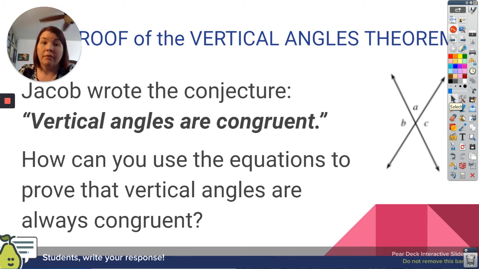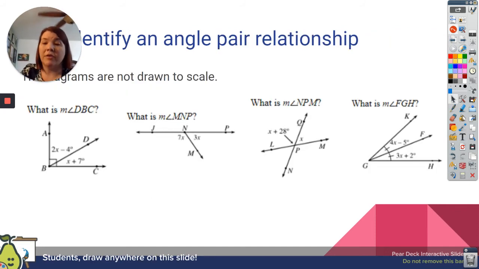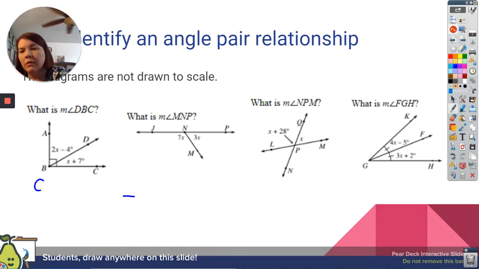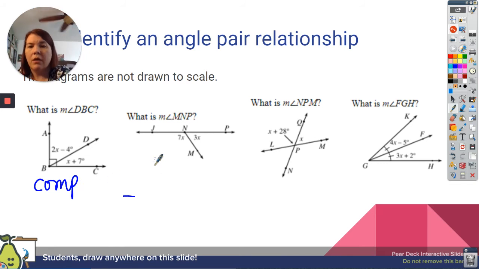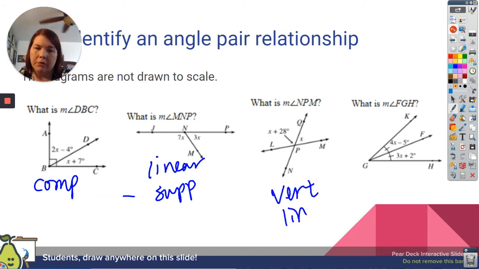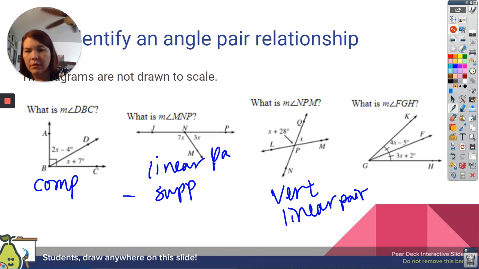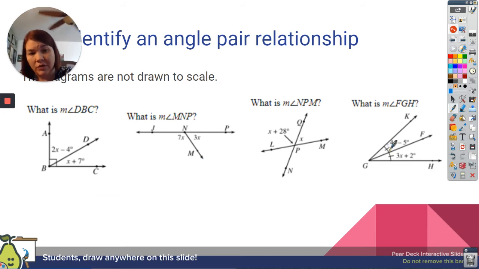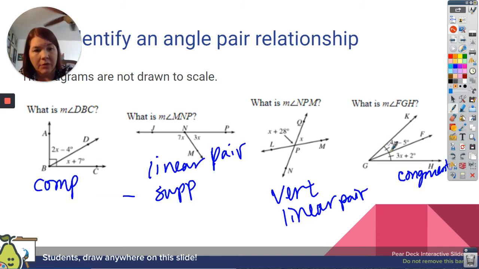So now we've done a proof. Yay, so exciting. Diagrams are not to scale, right, anywhere on the side. We're going to name them. So these are complementary. These are a linear pair, or you can call them supplementary. This is vertical angles, possibly linear pairs too. This last one's weird. These are actually congruent. We haven't talked about that, but based on the picture, see how they've marked them as congruent here? See how they put the same marks on both those angles? They've marked those as congruent.